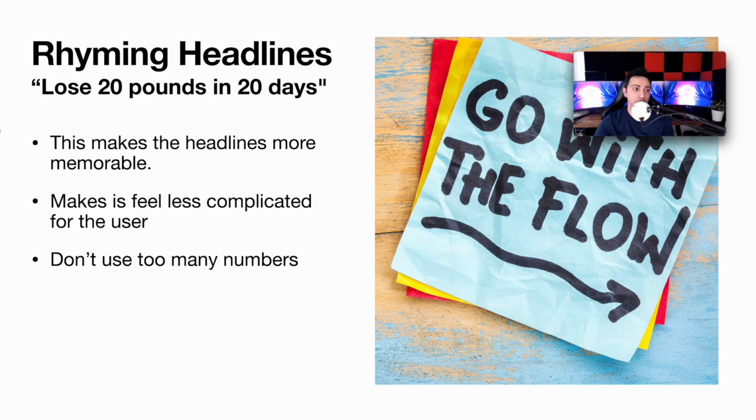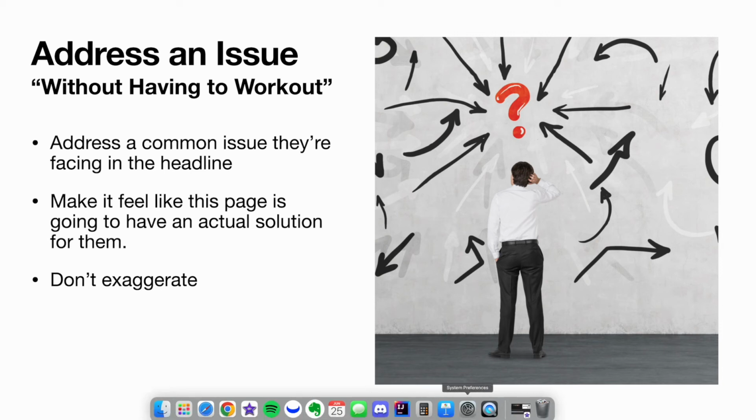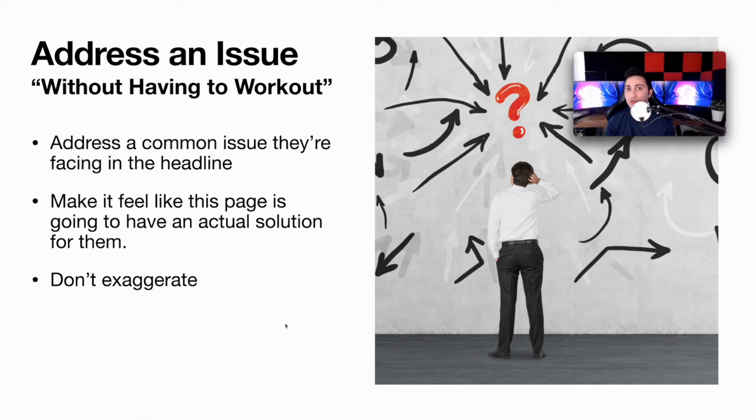All right, so with that being said, let's talk about the next one, which is addressing an issue. Now this is really important. One of the most challenging things is addressing an issue in a headline. For example, what is the solution that you're providing, and which difficulty is it solving, the one that stops people from achieving that result, and how can we address it in the headline.